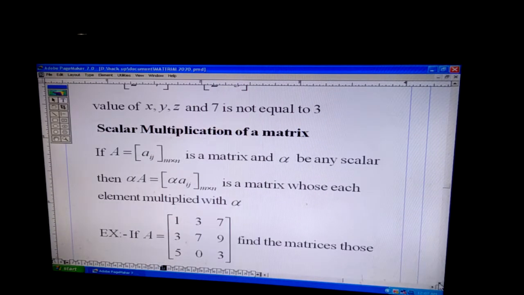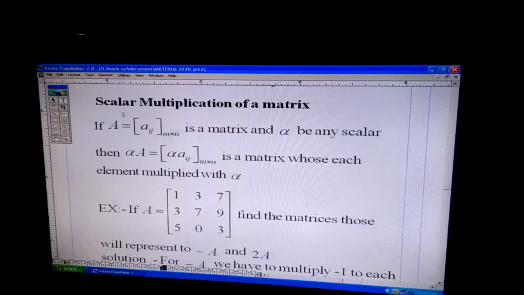Now, scalar multiplication of a matrix. What does scalar multiplication mean? Suppose A equal to Aij, m by n, is a matrix and alpha is any scalar. Then alpha A is equal to alpha Aij, m by n. This means we have to multiply alpha with all elements of matrix A.